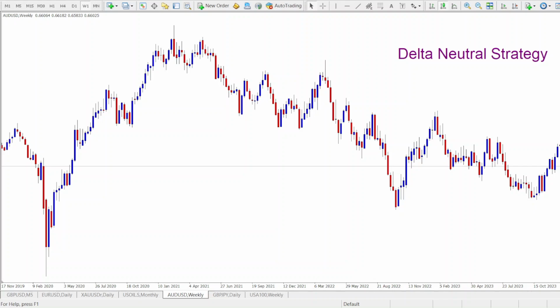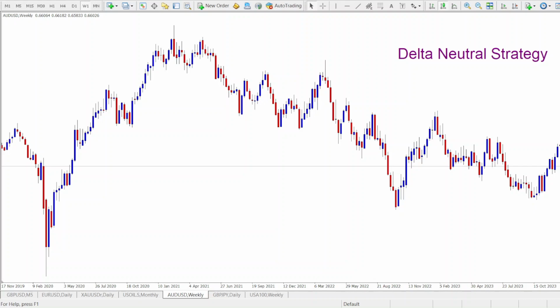What exactly is a delta neutral strategy? At its core, this approach is about managing and neutralizing risk, which is incredibly important in trading. Delta neutral means setting up your trades in such a way that your position's delta, or market exposure, is as close to zero as possible. In simpler terms, it's a way to protect your portfolio from big swings in the market.